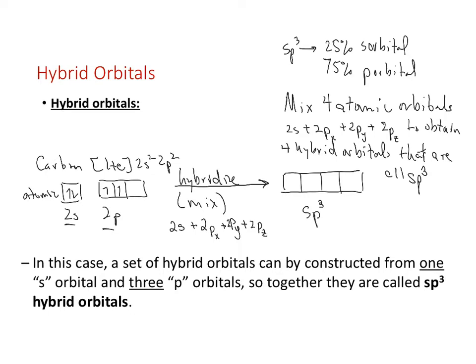Now I can go back and reassign the electrons. I have 4 electrons total, 1, 2, 3, 4. Now I can explain carbon forming 4 bonds because I have 4 hybrid orbitals that each contain 1 electron. The important thing is they're all identical orbitals now. Previously I had an s and 3 p orbitals. Now I have 4 identical orbitals that are each sp3.